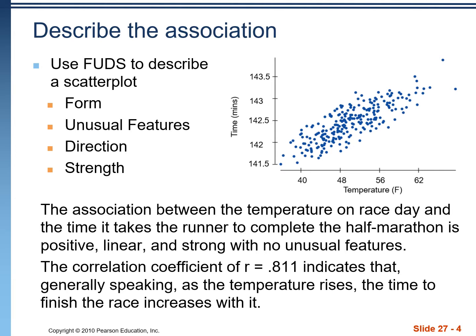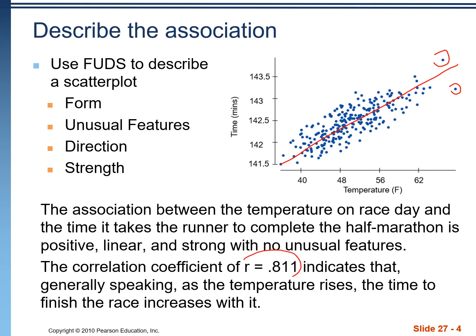Now another refresher from Unit 2, if we were asked to describe this association, we would use the acronym FUDS. We would want to talk about the form, this is linear, any unusual features, there's nothing that really jumps out, but maybe we can talk about these 2 points up here. Direction is positive, and strength is moderately strong to strong. So we could say the association between the temperature on race day and the time it takes the runner to complete the half marathon is positive, linear, and strong with no unusual features.